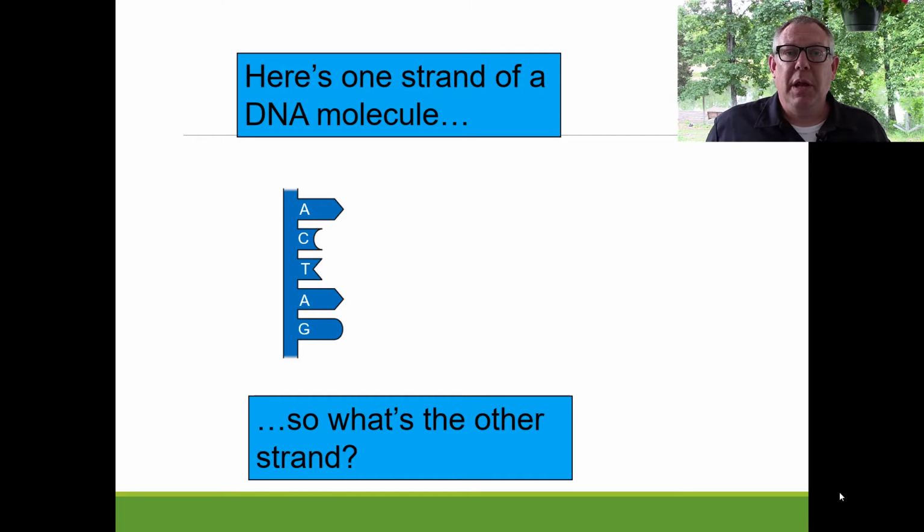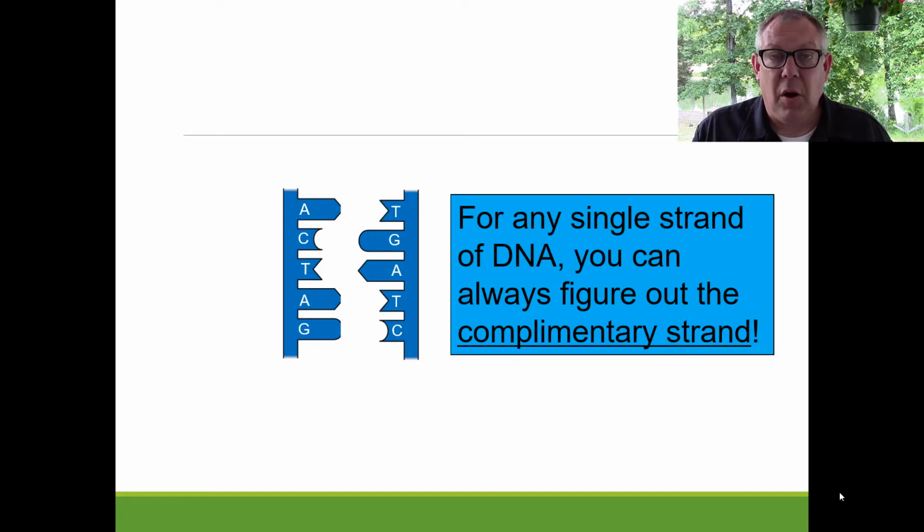And so, for example, here's one strand of DNA. What's the other strand? Well, I know that A's are with T's and C's are with G's. And so I can create what's known as the complementary strand. If you have one strand, there's always a complement to it in DNA.